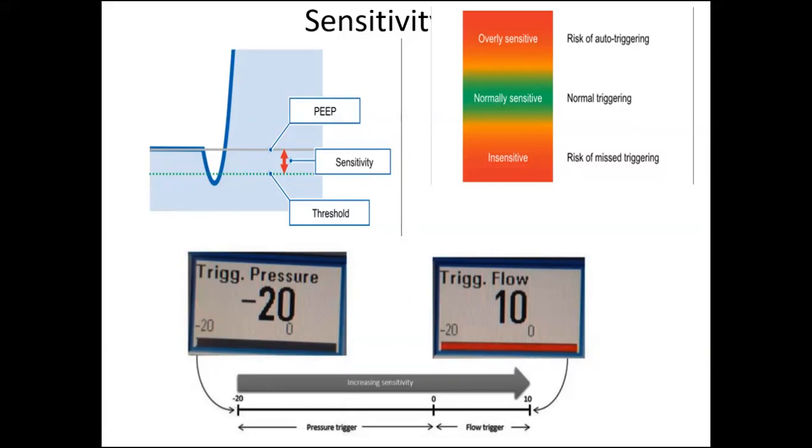What is the sensitivity of a trigger? If the trigger is too sensitive, there's a risk of auto triggering, and it keeps on giving more breaths. If the sensitivity is very low, it will not trigger, so even if the patient is breathing, it will not give the breath. High sensitivity means auto triggering. Low sensitivity means missed breaths, so the patient struggles: I'm not getting a breath. That leads to asynchrony. So you need to give appropriate sensitivity triggers to prevent asynchrony.